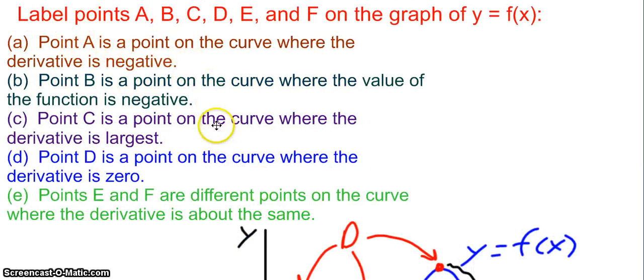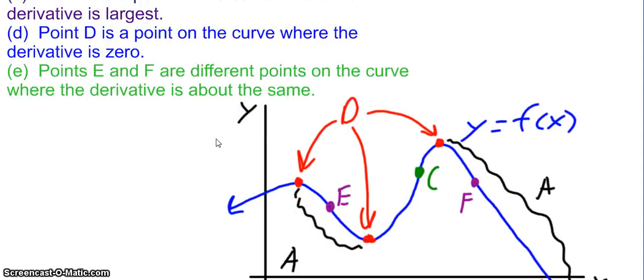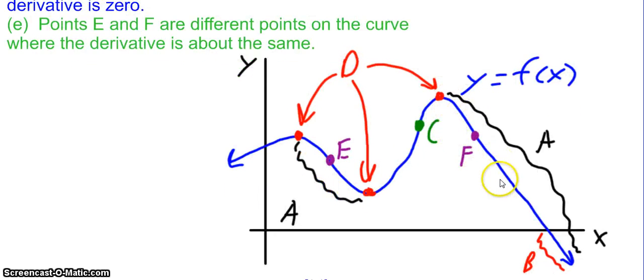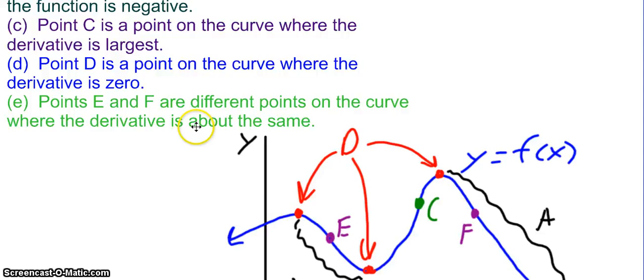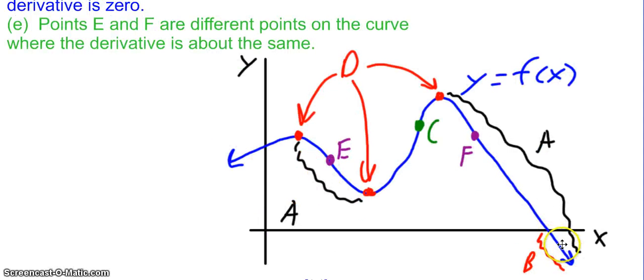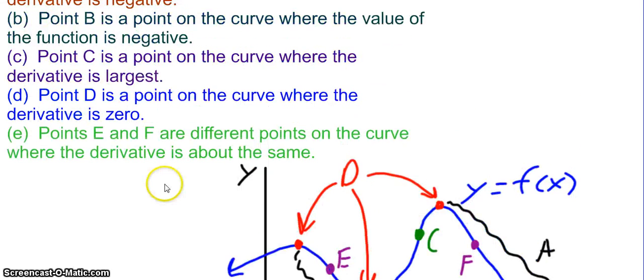So point A is a point on the curve where the derivative is negative. If the derivative is negative, what do we know about the function? That means that the function is decreasing. So anywhere in this range, the function is decreasing, and anywhere in this range, the function is decreasing. Point B is a point on the curve where the value of the function is negative. So the only place where the actual function is negative is here. So anywhere on there could be a point B.